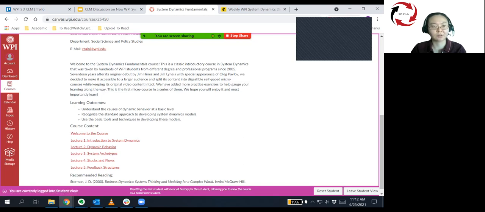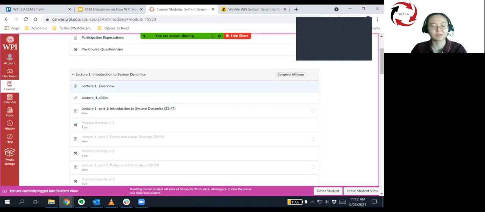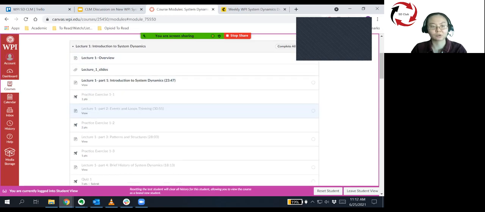And this is the home page. Then you click on Welcome to the course, and you will have to go through these modules. Within each module, there's lecture 1.1, 1.2, etc. And you will need to complete them in order. So you see that these are grayed out. They will continue to be grayed out, not available until you complete lecture 1, part 1.